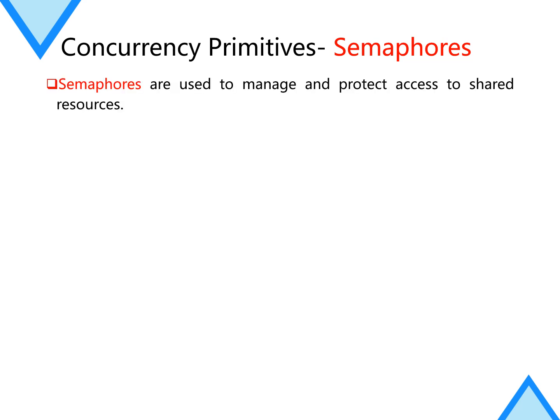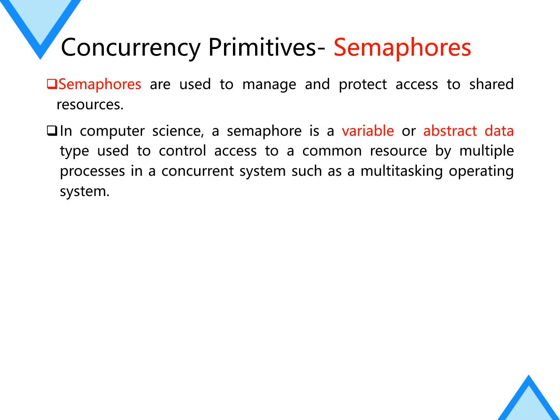Now we are going to discuss semaphore in detail. Semaphores are used to manage and protect access to shared resources. In computer science, a semaphore is a variable or abstract data type. It can be a variable or an abstract data type, but in the implementation example we will see, usually we declare a boolean variable or an integer variable for a semaphore. It is used to control access to a common resource by multiple processes in a concurrent system such as a multitasking operating system.